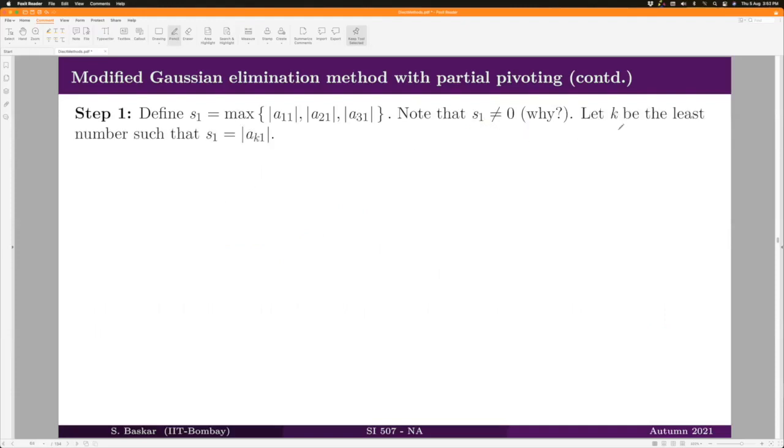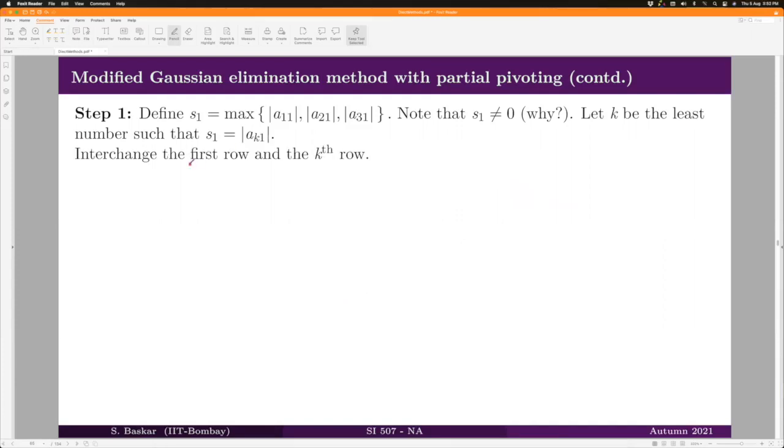Now, wherever that maximum is attained, you take the least number such that S11 is that number. Let me explain this idea through an example. Let us take A11 as 3, A21 as say 4, and A31 is also 4. Then the least number means that component which attains the maximum and whose index is least. So in this case, you take A21 and not A31. This is just to have a unique equation come out of this algorithm.